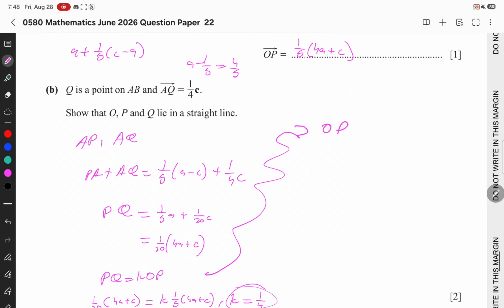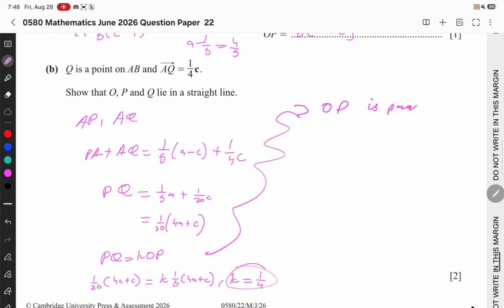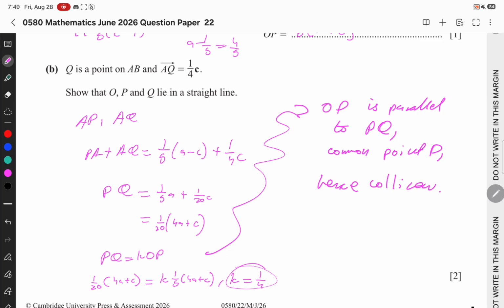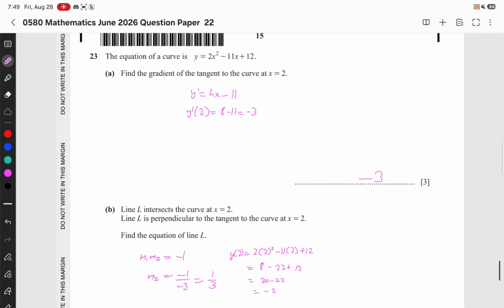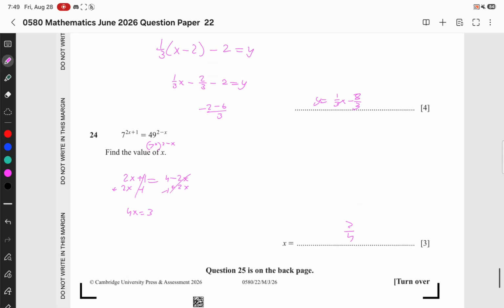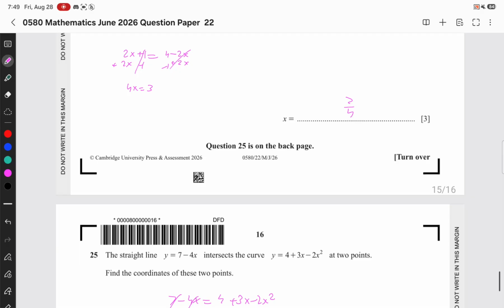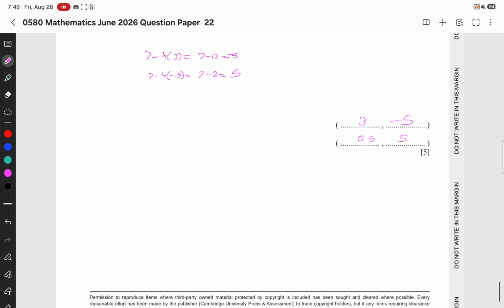OP is parallel to PQ. Common point P, hence collinear. Okay. -3, this, and then we have 3 over 4, and we have this as our final answer.